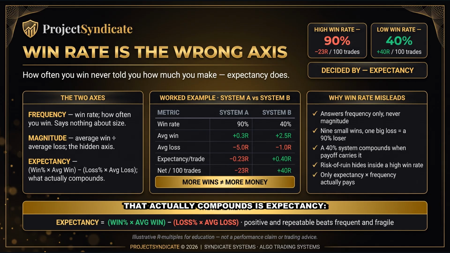The number that actually compounds is expectancy. Win rate times average win minus loss rate times average loss. Positive and repeatable beats frequent and fragile. So stop asking how often a system wins. Start asking what it pays.